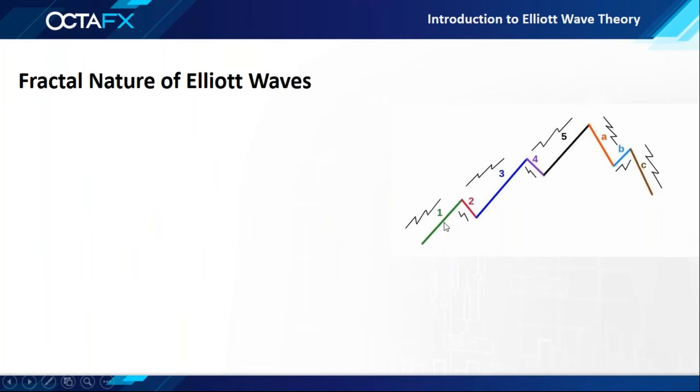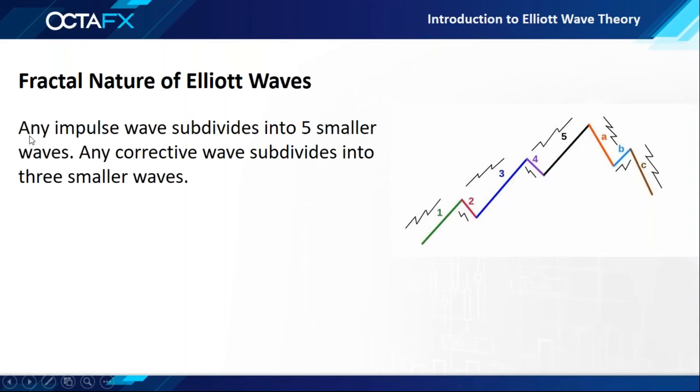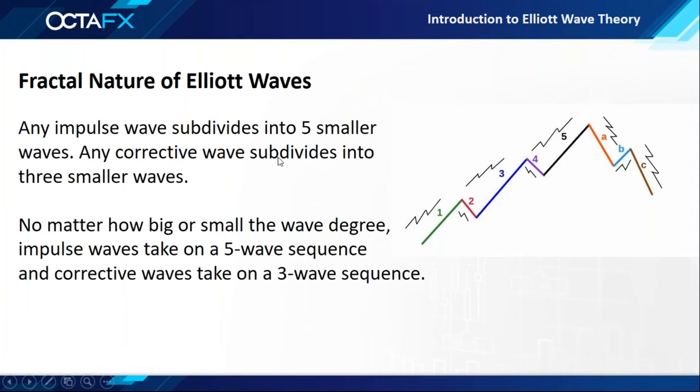So here we can see within this upward wave, the entire phase is contained within this leg. So any impulse wave subdivides into 5 smaller waves. Any corrective wave subdivides into 3 smaller waves. No matter how big or small the wave degree, impulse waves take on a 5-wave sequence and corrective waves take on a 3-wave sequence. So this illustrates how the Elliott Wave Theory can be applied across multiple time frames, whether you're looking at decades or all the way down to minutes.